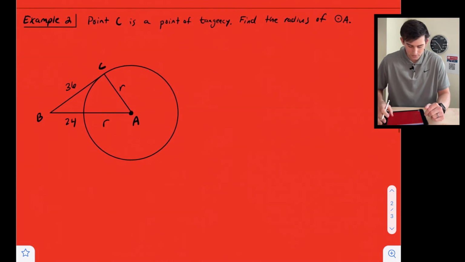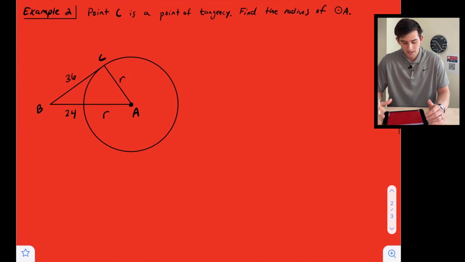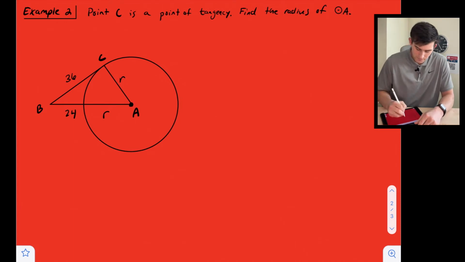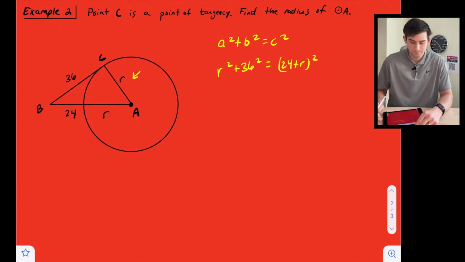All right, example 2 tells us point C is a point of tangency. Find the radius of circle A. So now they're already telling us that BC is a tangent line. So we need to use the Pythagorean theorem, plugging in what we're given to find the radius of our circle. If we use a squared plus b squared equals c squared, let a be r right here. b would be 36, and c is going to have to be (24 plus r) squared.